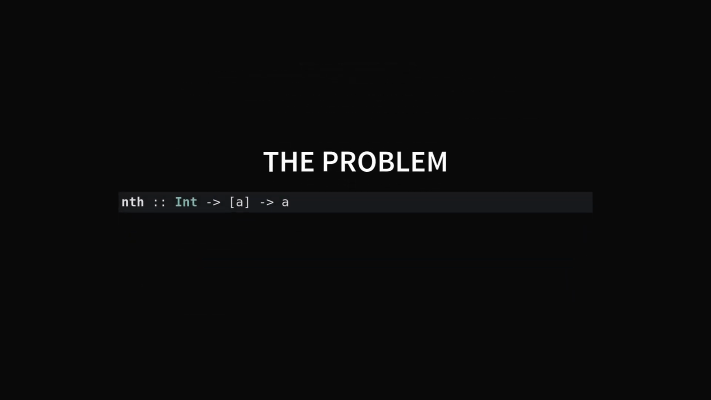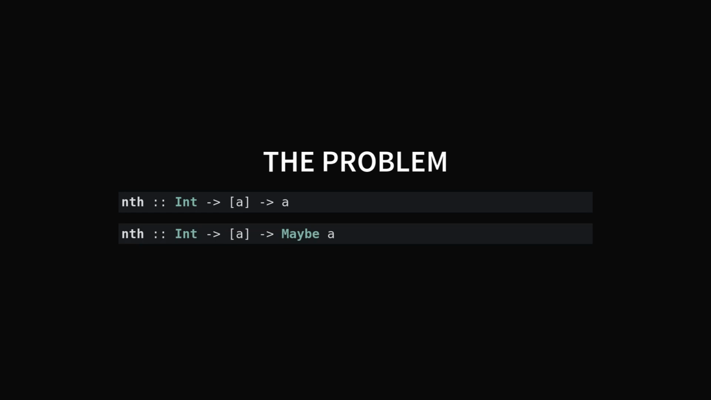Regard the following procedure. Nth takes an integer and a list and returns the corresponding element in that list. This procedure is not total, however. What happens when you pass an integer out of bounds of the list or when the list is empty? What we can do is change the signature and return a Maybe of A and return Nothing on invalid arguments.